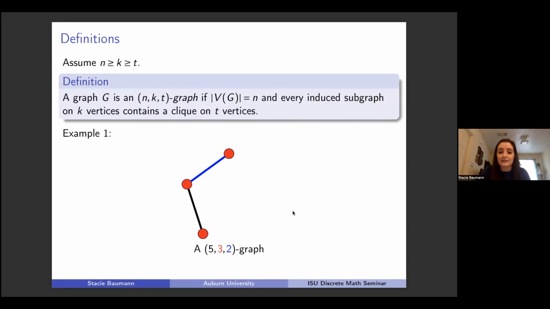So to double check this is a 5, 3, 2 graph, I'd have to check every single set of 3 vertices and make sure there's a K2. But in this case, up to isomorphism, I just checked the 2 cases of 3 vertices. So this is a 5, 3, 2 graph. So again, you have to have 5 vertices. Every single set of 3 vertices has to contain a clique on 2 vertices.